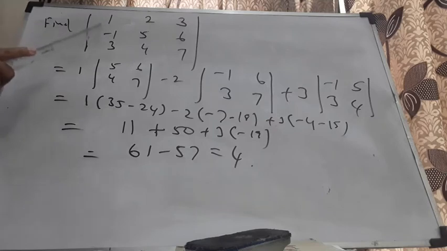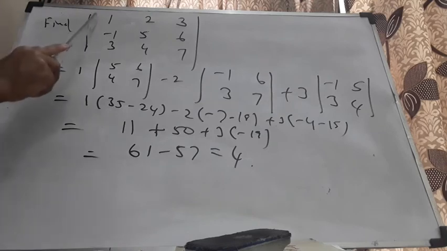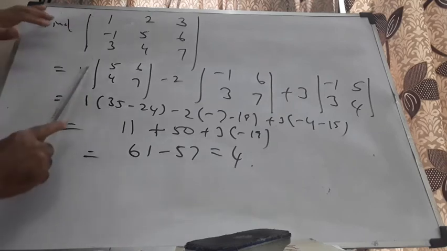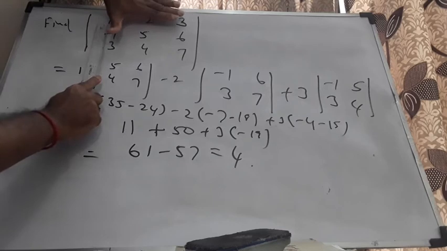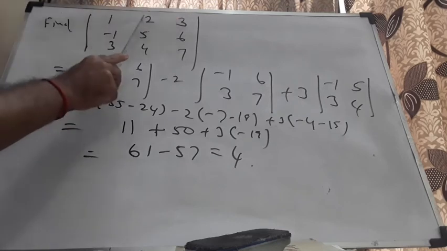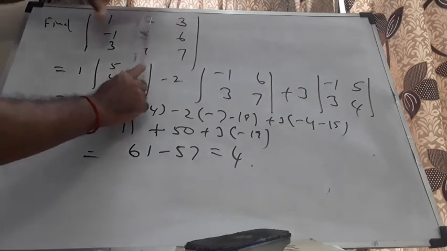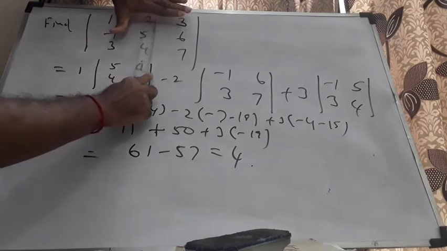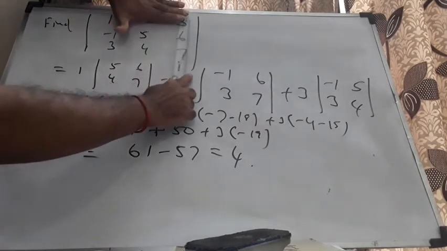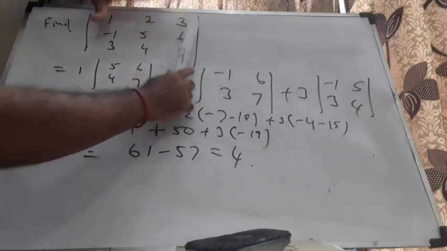I have to think about expansion of this determinant. Here I'll get minus 1 raised to 1 plus 1. Therefore I'll get only plus 1 here. The power here is even. Okay, 1 into I'll get determinant 5, 6, 4, 7. Then I'll have a minus sign here. Minus 2 into remove the row and column. Minus 1, 6, 3, 7. Then plus 3, I'll have a plus sign here. Minus 1, 5, 3, 4.